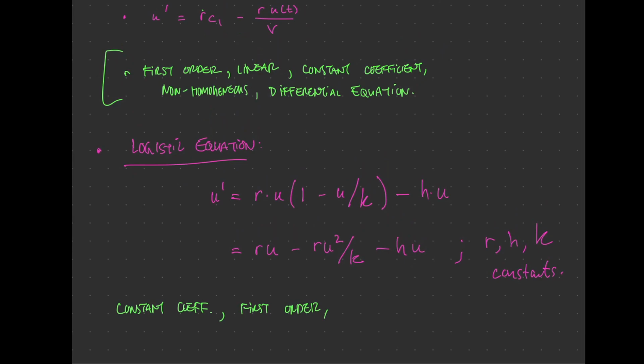It's first order, but is it linear is the question. It is not linear because you're seeing this power of 2 here. Okay, so it doesn't have to be 2. It could be a rational power, but anything that's not a power of 1 makes it non-linear. So this is a non-linear equation. Still ordinary.